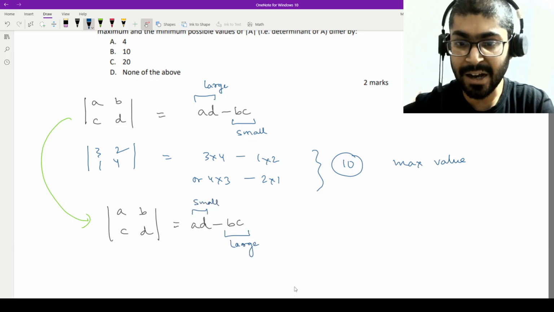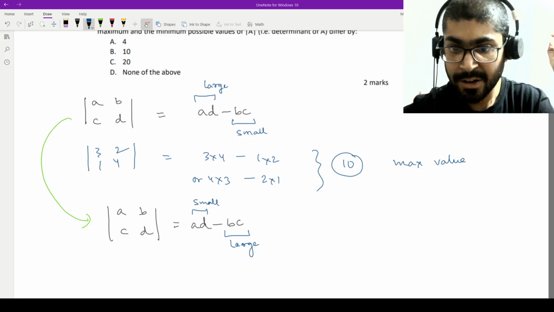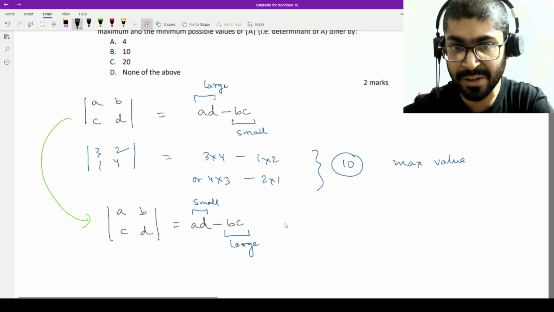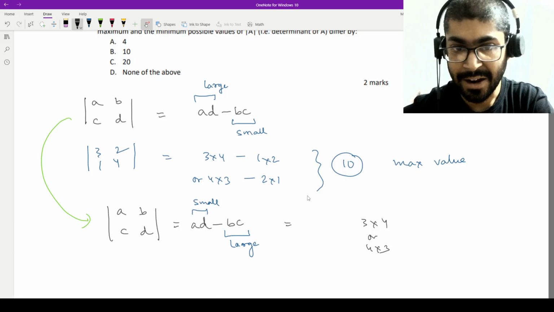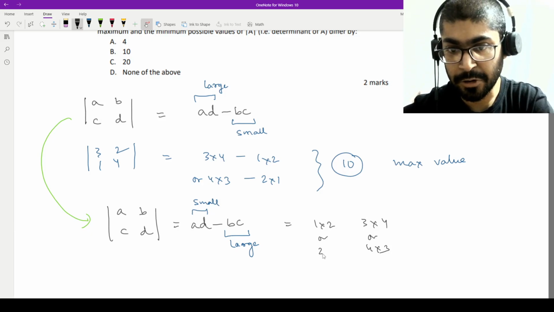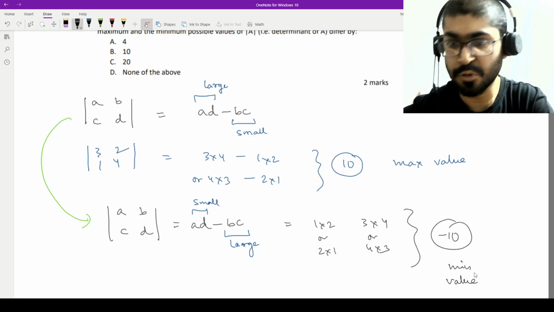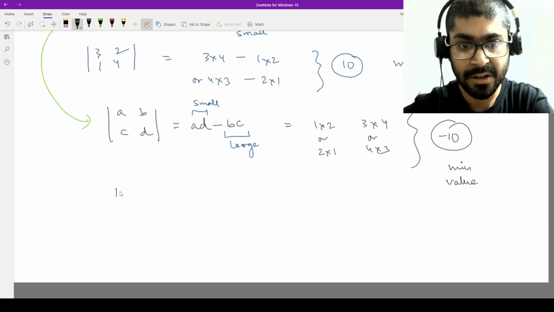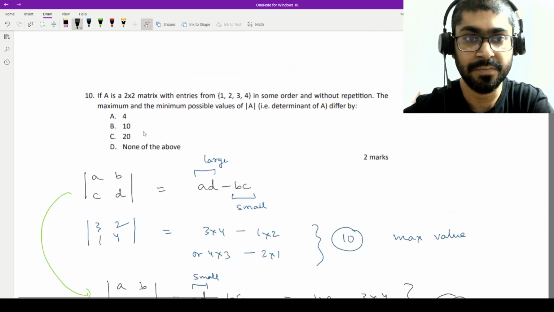So if you're subtracting a large portion from a smaller portion, the determinant value will get dragged back to its minimum, right? So just reverse the idea and you will be able to put the value of BC as 3 into 4 or 4 into 3, and this will be 1 into 2 or 2 into 1. Any combinations of these will work. Anyway, the difference is minus 10. So this will be the min value. Now they want us to find out the difference between the max value and the min value. So the difference is 10 minus minus 10, which is 20. That will be the answer.